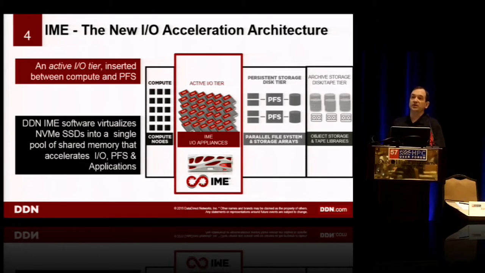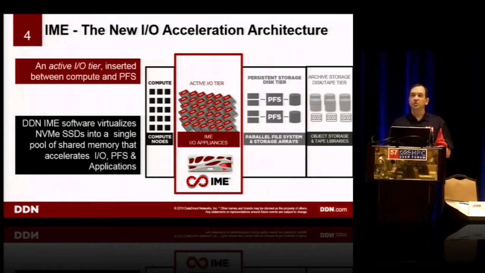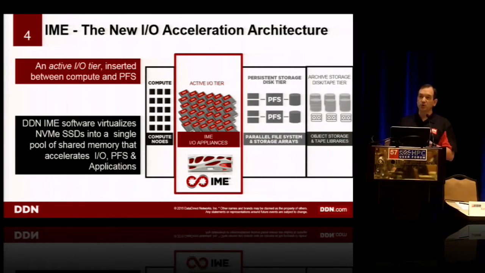IME is going to go between, and we will funnel all I/O through this layer. What we're going to build is appliances of these very low latency, very large capacity devices that we will virtualize into a single pool or namespace that can be shared by all of your compute nodes. So not only can we do these burst buffer type operations like a checkpoint, we can share I/O within the buffer across the nodes in the cluster.